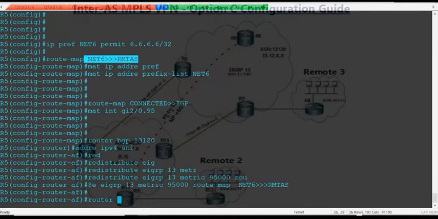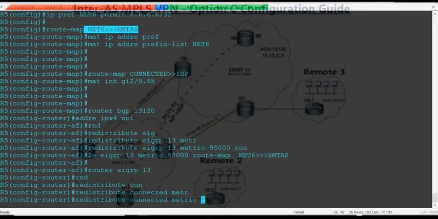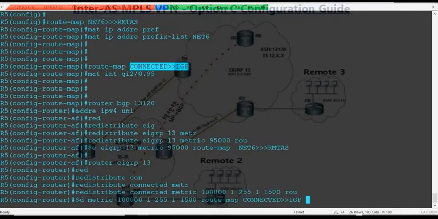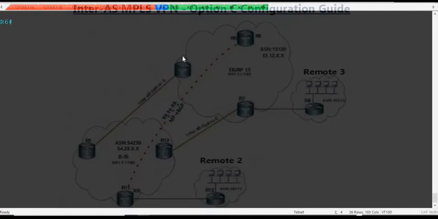Thereafter, you need to redistribute locally connected inter-AS link into the IGP. And that's why we have redistribute connected. Then you specify the metric as usual. Then call on the route map to pick only the inter-AS link that needs to be redistributed into IGP. Now you can go to R6 to check if there is any new route that is being learned.